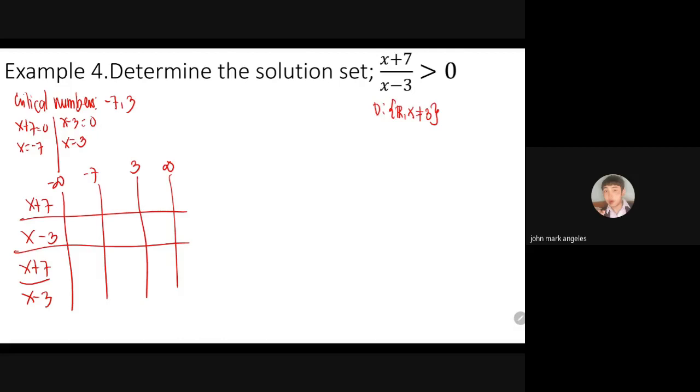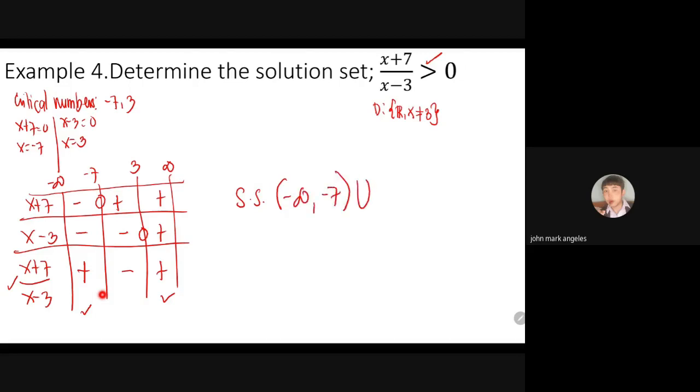So we have na 0 ito kay negative 3. So negative, right ay positive, left ay negative, right ay positive. This is division. So negative divided by negative, that's positive. Positive divided by negative, that's negative. Positive divided by positive, that's positive. But we wanted our solution set must be greater than 0. This is the greater than 0. So the solution set there is from negative infinity to negative 7, union positive 3 up to positive infinity.